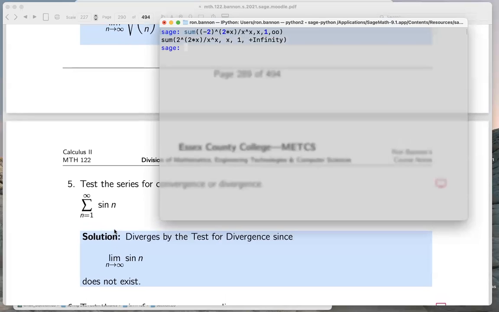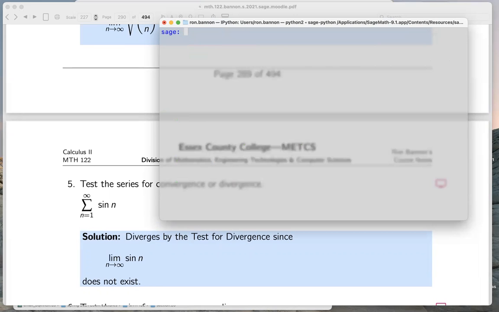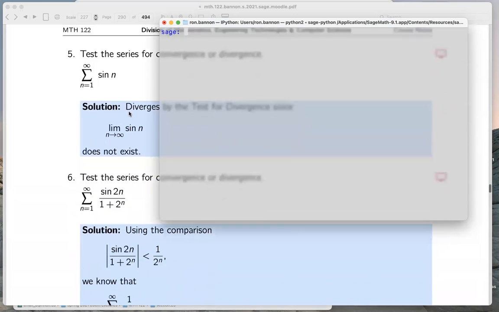Let's write it down. So sum of sine x, x starts at 1 and goes off to infinity. Now, this is a divergent series. We've already shown that. And what does it say? Sum is divergent. You clearly see at the bottom. Let me clear again. Again, you're free to do this on your own.